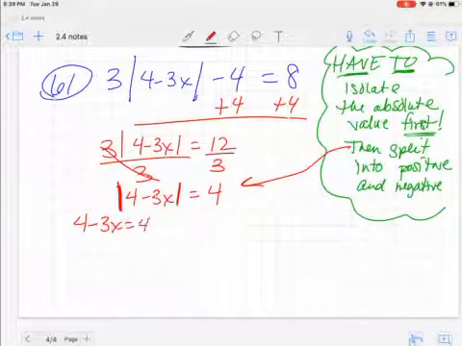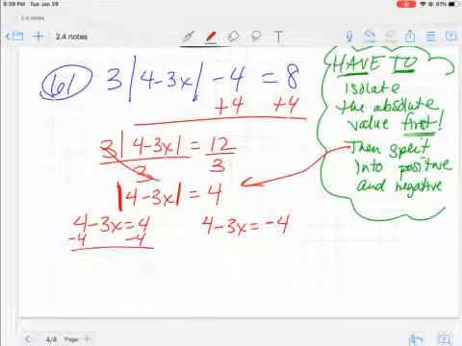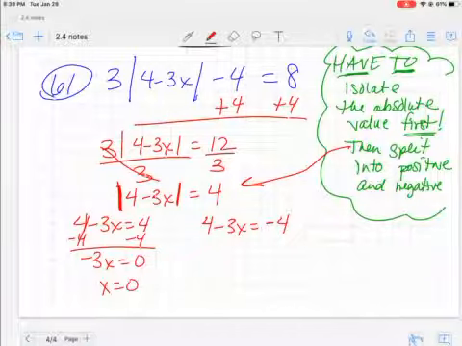4 minus 3x equals 4. And 4 minus 3x equals a negative 4. It's an equal sign, so I don't have to worry about flipping anything. Then you solve. Subtract 4 from both sides. Negative 3x is equal to 0. Divide both sides by negative 3 and x equals 0.